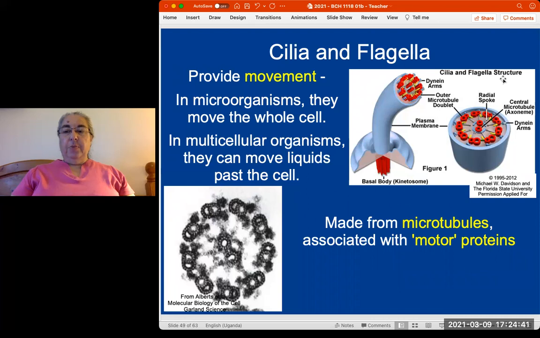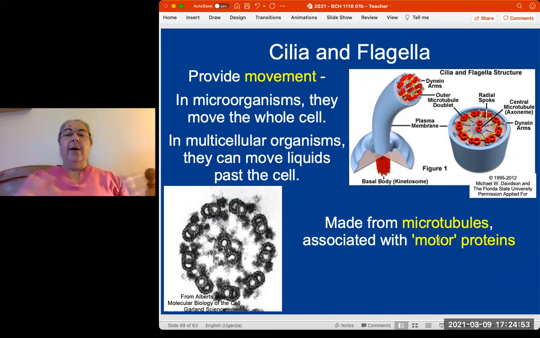Another microtubule structure are cilia and flagella. Cilia and flagella are similar structures. The main difference is how many and how long a particular cell has. Both cilia and flagella are important in providing movement.